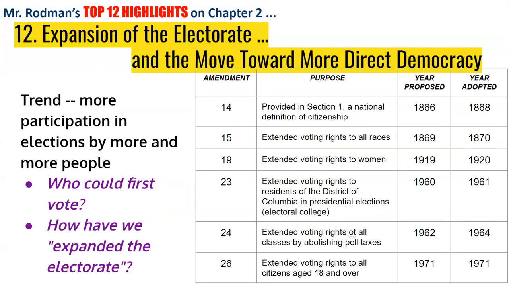So how have we expanded the electorate and become more democratic in terms of a direct democracy? Well, in the 14th Amendment, we expanded citizenship to include particularly slaves that were being admitted back to the Union, but also slaves that were in other states, border states and whatnot. So we had a national definition of citizenship for the first time that included all of these individuals. We extended the voting rights to all races in the 15th Amendment, but we know that this didn't include women. So this was essentially all men that could then vote.